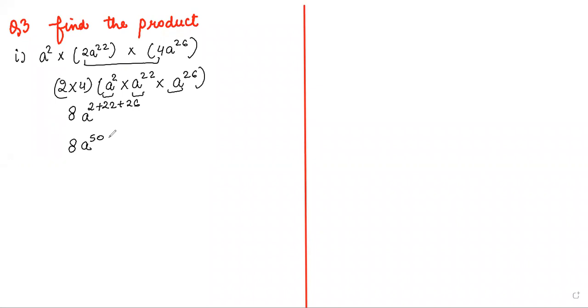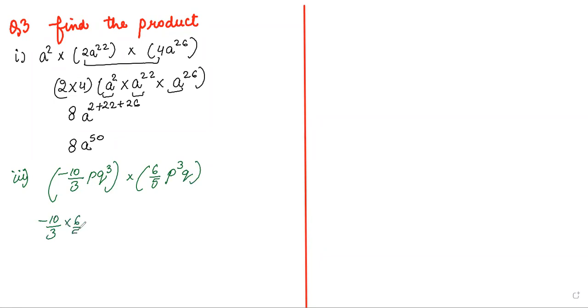Now part 3. Multiply minus 10 by 3 pq cube by 6 by 5 p cube into q. So multiply minus 10 by 3 into 6 by 5 and p into p cube write together and q cube into q write together.